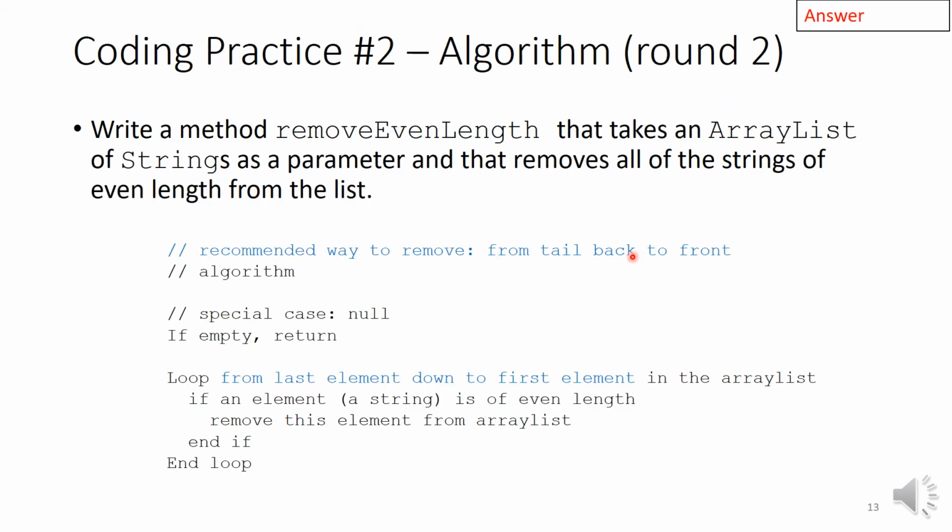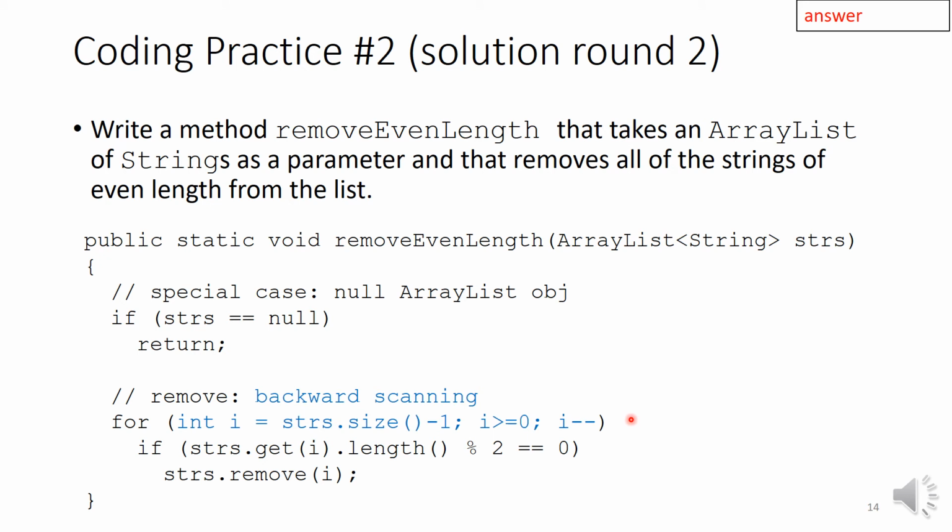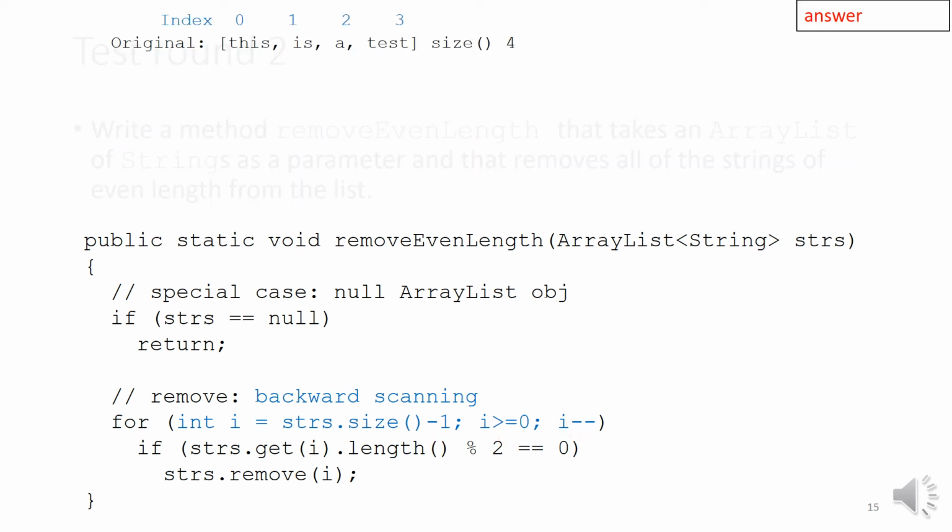The recommended way to remove is to go backward, starting from the last element down to the first element. Here is the corresponding code. To explain why it works, let's go through the same testing case again. This time, we start from last index 3, and test is removed. After the removal, the first 3 strings remain and the size is 3.